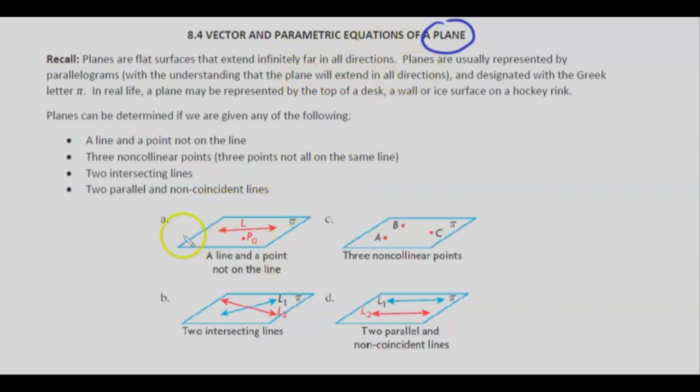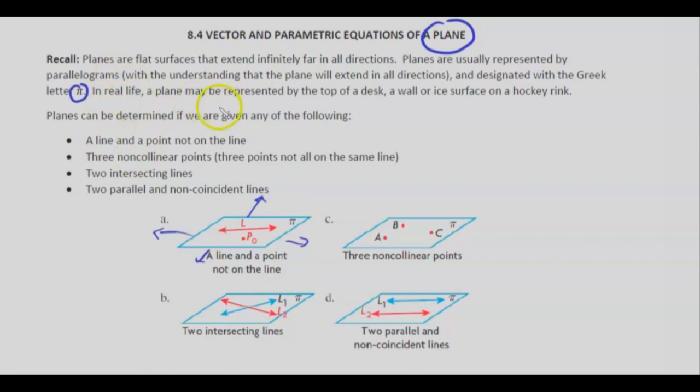We usually denote them by a parallelogram, just to show the way that they are leaned, their angles. So planes are usually represented by parallelograms with the understanding that the plane will extend in all directions. Even though the parallelogram is closed, you have to know that these extend in all directions forever and ever. And we represent a plane with the Greek letter pi. So pi in this case is no longer 3.14, it's just a representation of a plane, that's it.